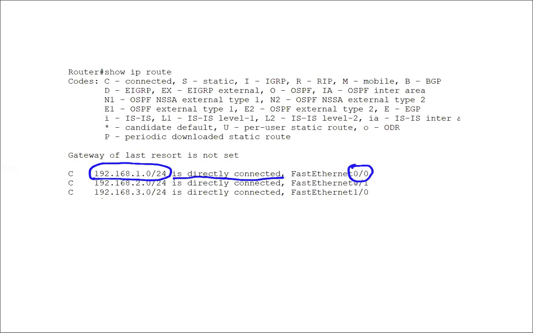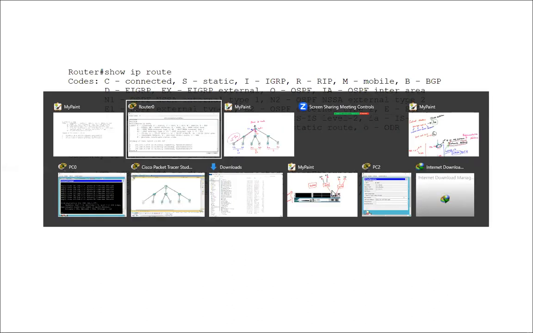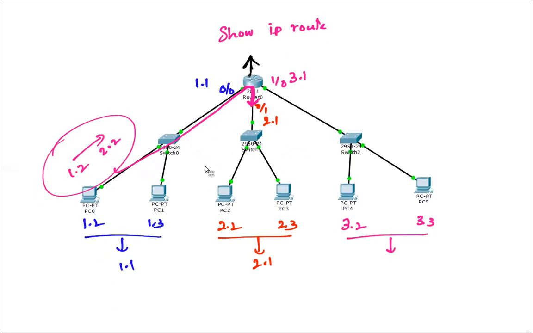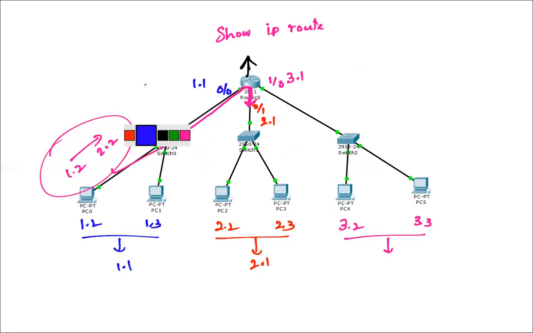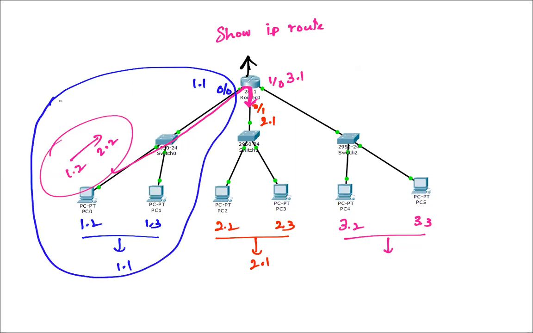It says 0/0. Okay. So can we go and check our diagram, guys? Is it really true? Okay. So yes, what is this network? If I just put a circle, how do you refer to them? What is the network address for them? 1.0/24, correct? Yeah, that is what the router says. Right? All these blue color IP addresses belong to which network? They belong to 1.0/24 network.